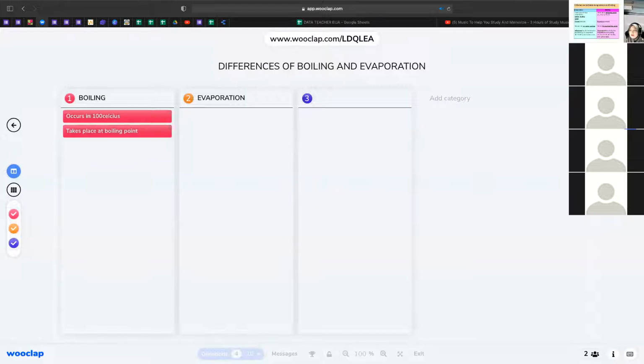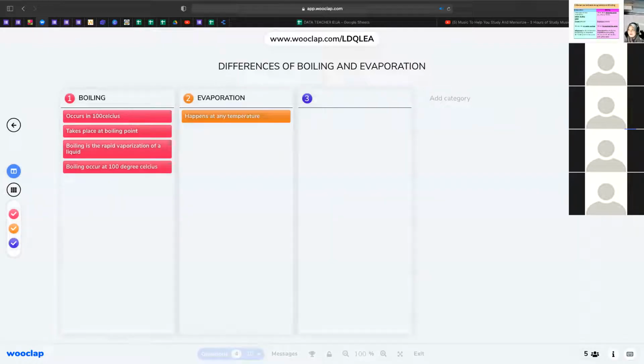Okay. All right. So in here there are two responses. Boiling occurs at 100 degrees Celsius. It takes place at the boiling point. But how about evaporation, guys? Does it happen at a specific temperature? It happens at any temperature. Very good. It happens at any temperature.